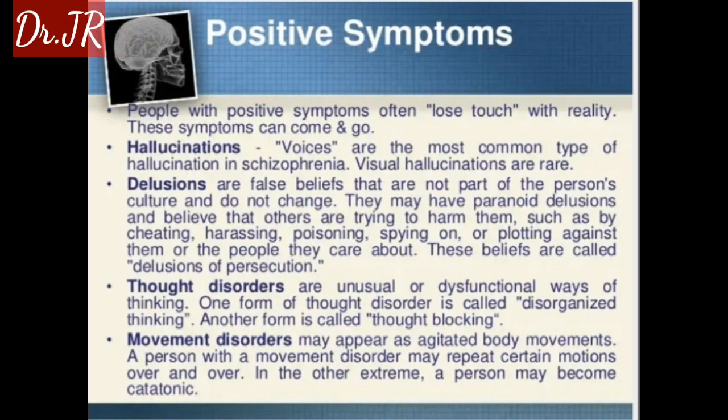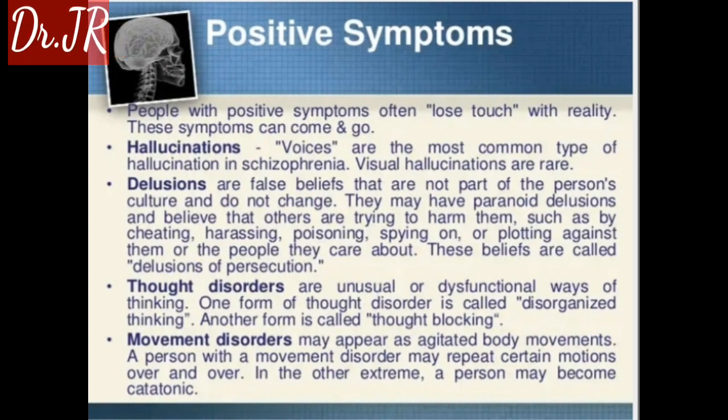They may have paranoid delusions and believe that others are trying to harm them, such as by cheating, harassing, poisoning, spying on, or plotting against them or the people they care about. These beliefs are called delusions of persecution.